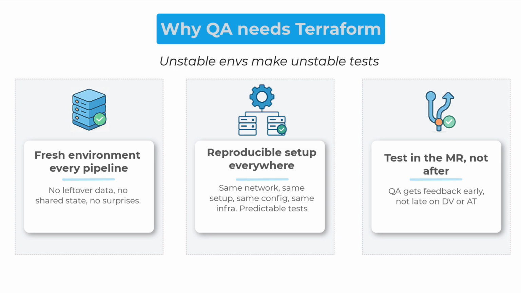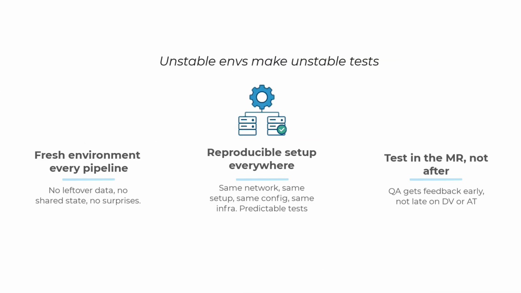And third, we can finally test in a merge request and not after. QA gets reliable feedback early instead of waiting for DV or AT environments that may not even match production. These 3 things together are why Terraform becomes such a powerful tool for QA.